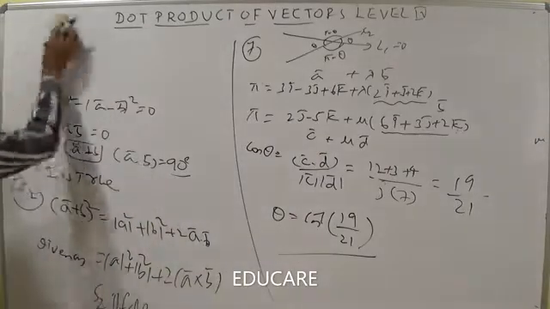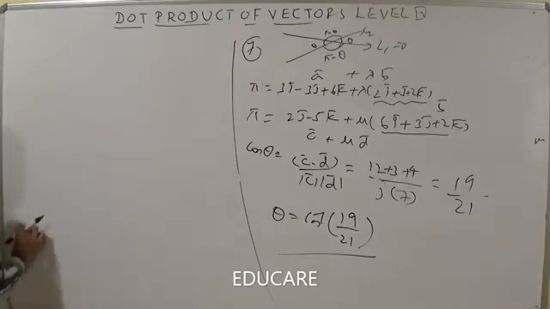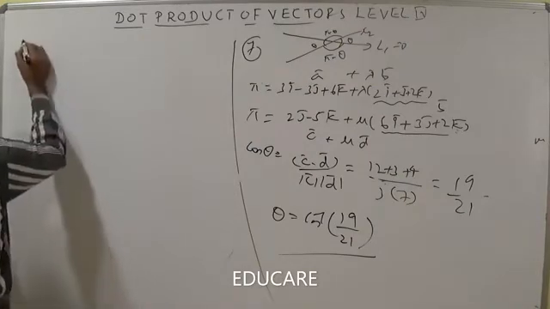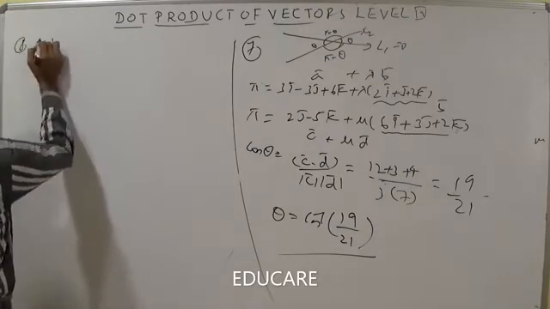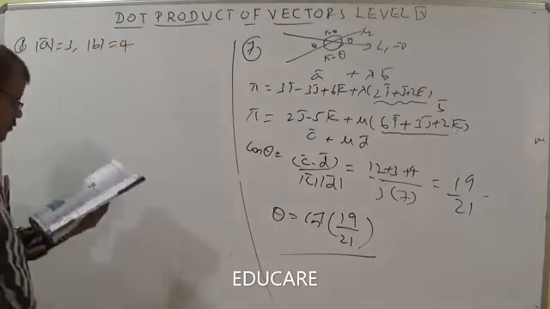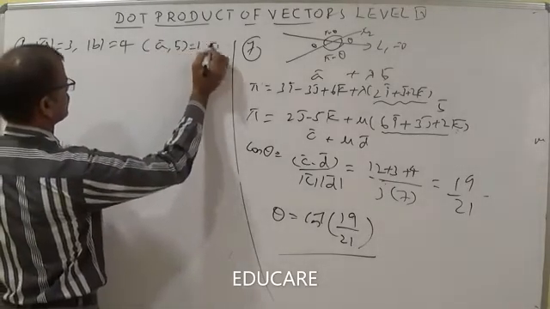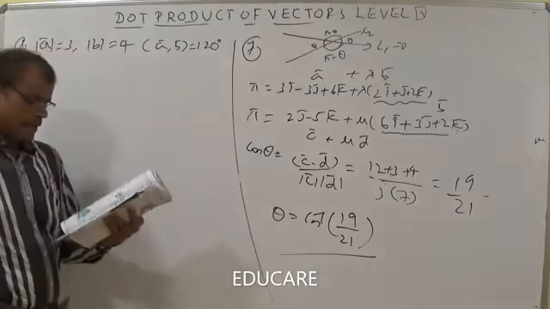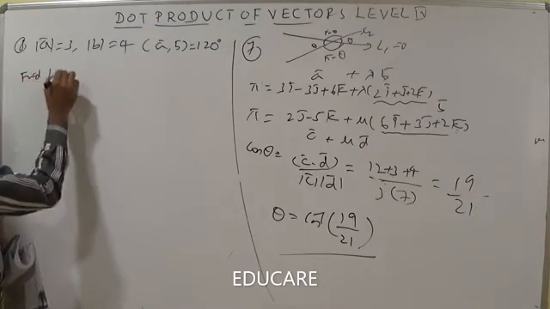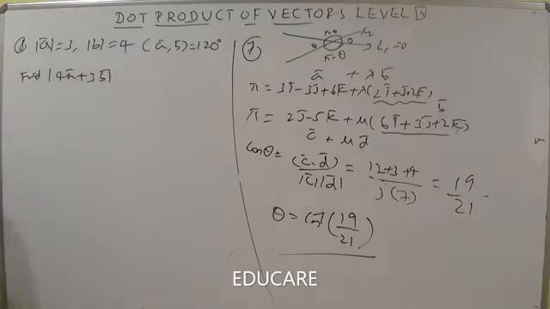The 8th question, the last question of the dot product of vectors, level 4 also. Given mod a bar is equal to 3, mod b bar is equal to 4, and the angle between a bar and b bar is 120 degrees, find the modulus of 4a bar plus 3b bar. That is the value we should calculate.